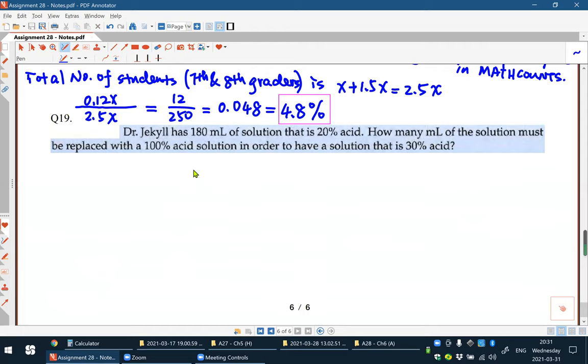Dr. Jekyll has 180 milliliters of solution that is 20% acid. How many milliliters of the solution must be replaced with a 100% acid solution in order to have a solution that is 30% acid? Okay, this is an unknown quantity here, right? Okay, let's use a letter x to denote it.